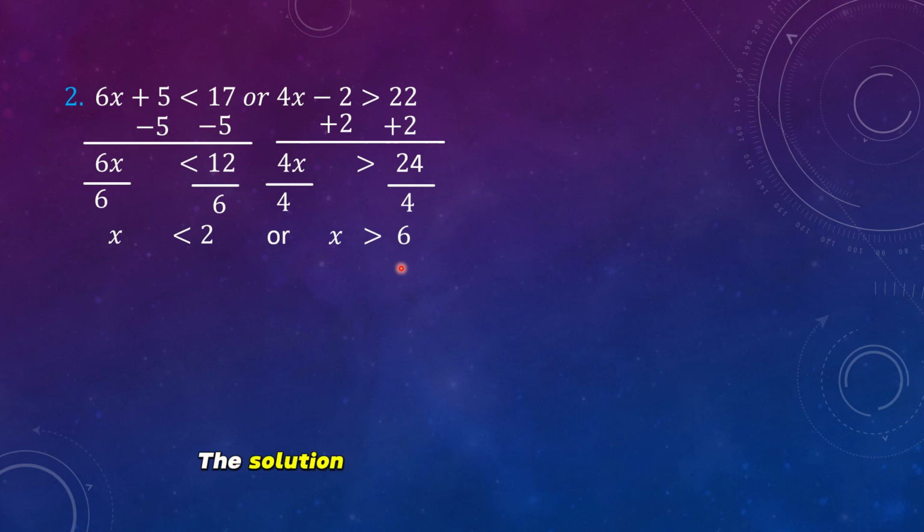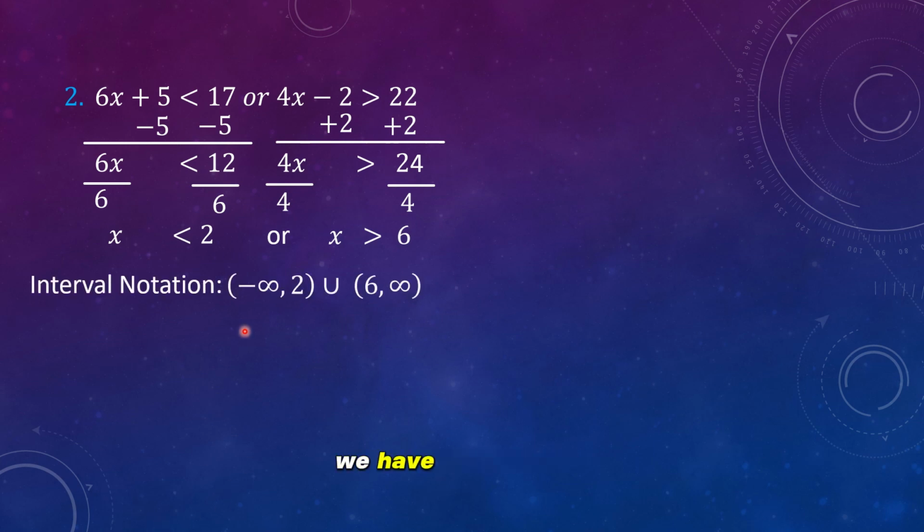The solution is the union of all real numbers less than 2 and all real numbers greater than 6. In interval notation, we have parentheses, negative infinity, comma, 2, parentheses, union, parentheses, 6, comma, positive infinity, parentheses.